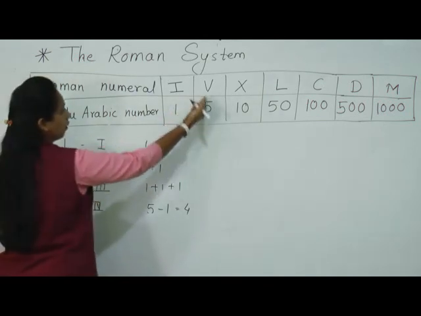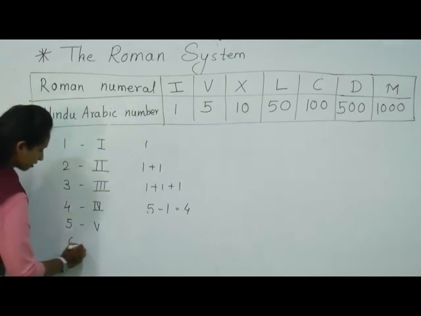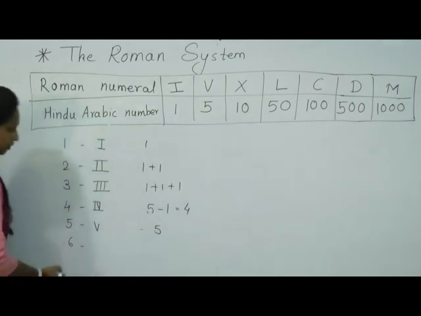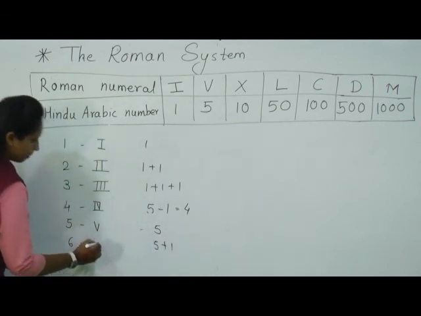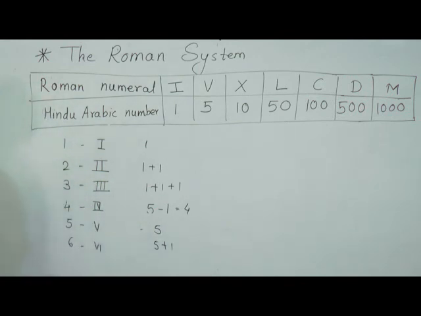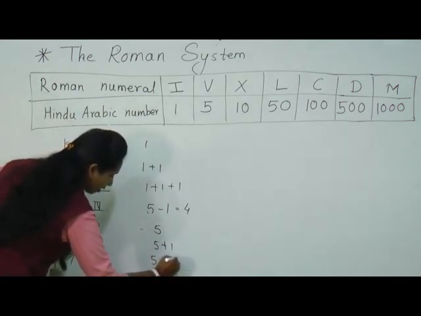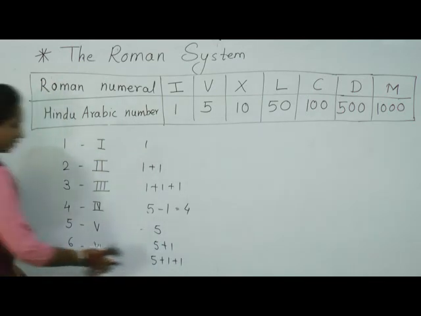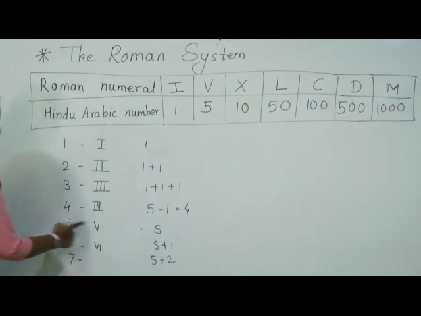5. What is 5? Already they had given, that is V. Okay. Now what about 6? Yes, 5 plus 1 means 6. So 5 is represented as V and 1 is represented as I. So V, I. Now what about 7? 7 means 5 plus 1 plus 1. You can say in this way also. Otherwise you can say directly 5 plus 2 is 7. So 5 is represented as V, 2 is represented as double I. So write as it is.